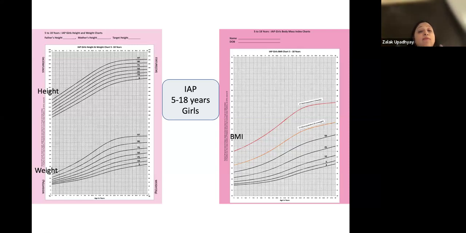And remember, for adult, cutoff is 25 and 30 for overweight and obesity. But for Indians, it is 23 and 27. 23 for overweight, 27 for obesity, because we are believed to have more metabolic complications with lesser BMI. So that is why our cutoffs are different. So according to adult equivalent of 23 for overweight and 27 for obesity, the BMI charts have been designed, and we need to plot on the growth chart.